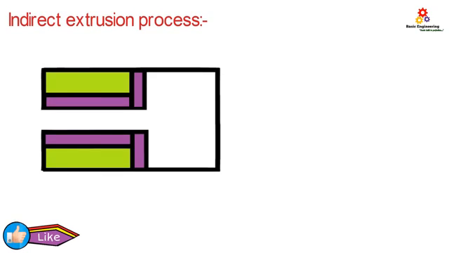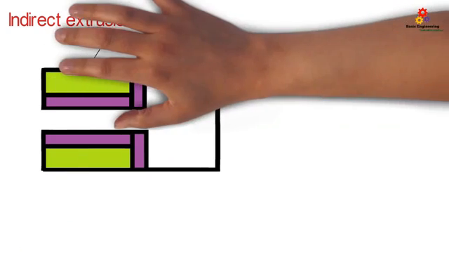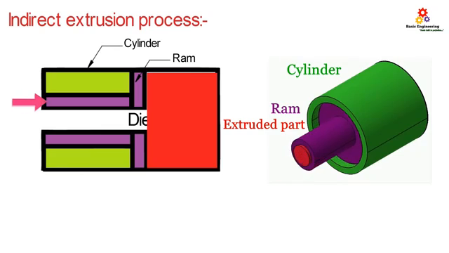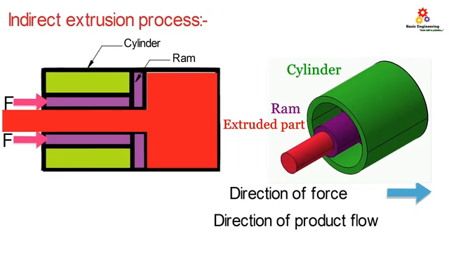Next is indirect extrusion. What happens in indirect extrusion? The die is provided on the ram itself. When the ram applies pressure on the billet, it will come out from the die provided on the ram. But in this case, the product flows in the opposite direction that the force is applied by the ram.